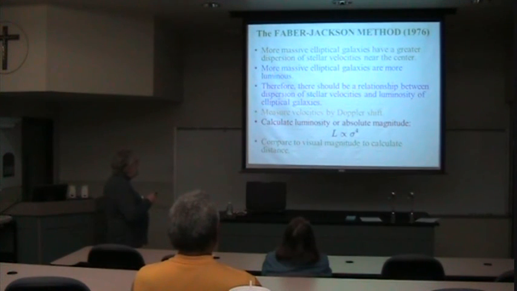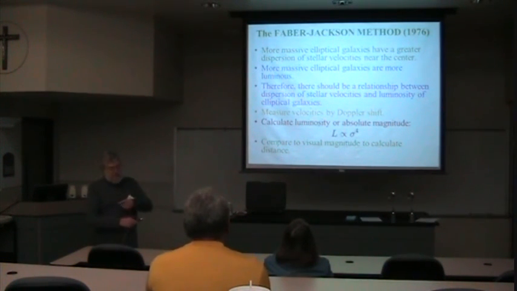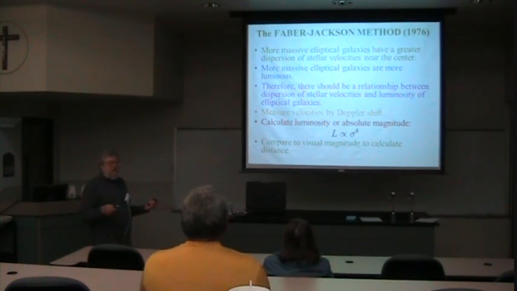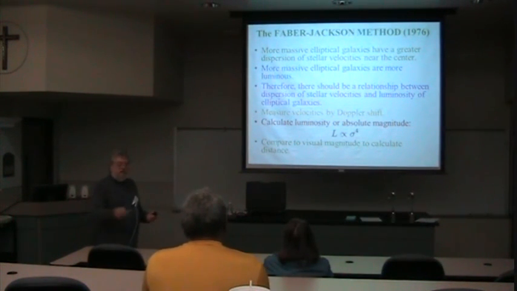you. Here's a similar method, same line of reasoning, and that is, again, more massive elliptical galaxies have a greater dispersion of stellar velocities near the center. In other words, they probably all have mega black holes at the center, and the globular clusters near the middle are rotating around it. And the more massive that black hole is, the more luminous the galaxy is, and the faster things rotate around the center.